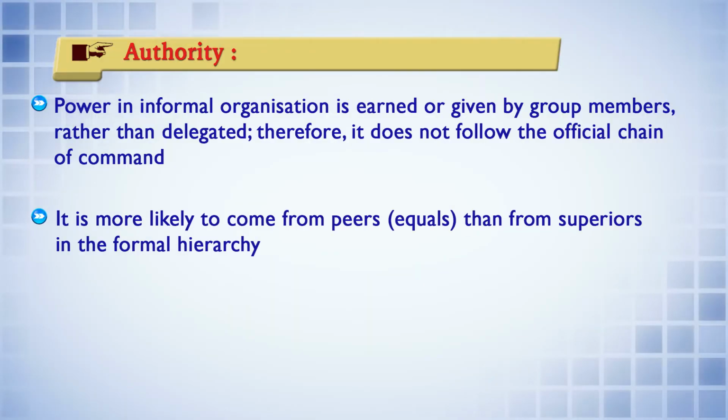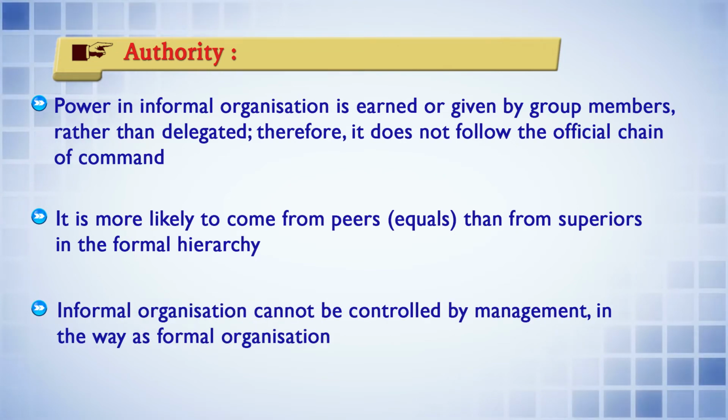Next, informal organization is more likely to come from peers than from superiors in the formal hierarchy. Obviously, there is no formal hierarchy in the informal organization. Therefore, it emerges from your peer group. Next, it cannot be controlled by management, obviously, because this group emerges informally, therefore there is no hand of management, and management cannot control them.